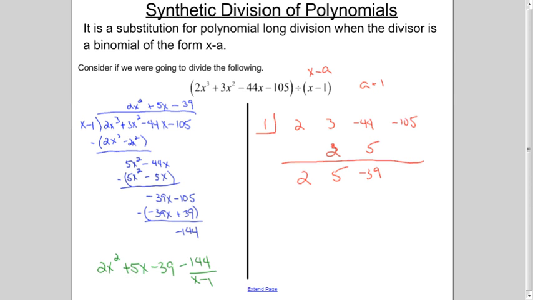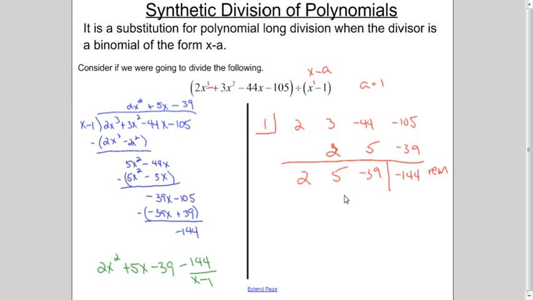And again, I'm going to multiply 1 by that result and get negative 139. And then when I add down, we are going to get negative 144. Again, the last digit is the remainder. And because you're always dividing by a linear expression when you're doing synthetic division, it will decrease the degree of the expression by 1.